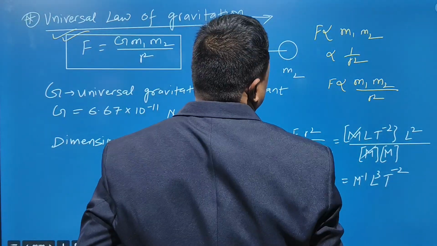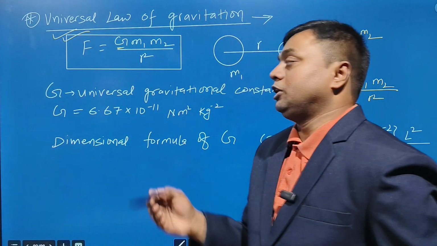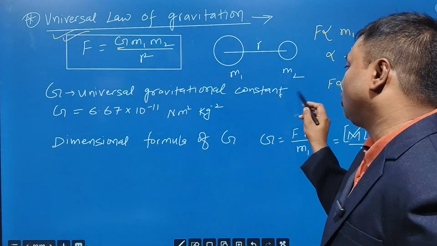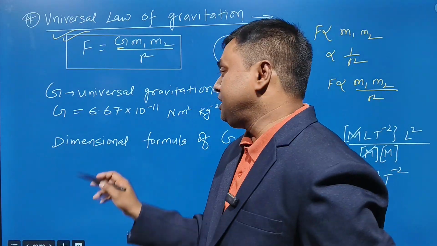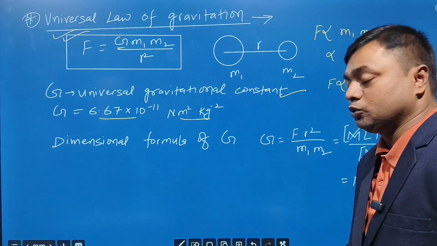So once you combine, we can write F is directly proportional to M1 M2 upon r square. Once you remove the proportionality, you have to put a constant. That constant is G. So F is equal to G M1 M2 by r square, where G is the universal gravitational constant. What is the value of G? 6.67 into 10 power minus 11 newton meter square per kg square.